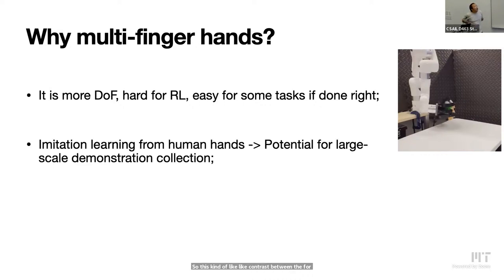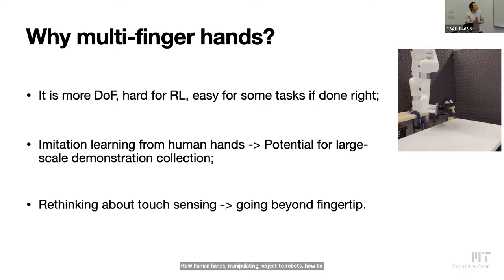And then in terms of the format of the manipulator, multi-finger hands are very close to the human hand, which gives you more potential for learning from humans. Essentially, how do you migrate human knowledge, how human hands manipulate objects, to robots, and how to do better imitation learning. This is also very interesting to me.